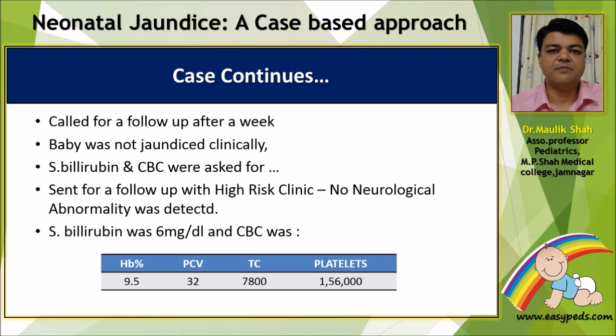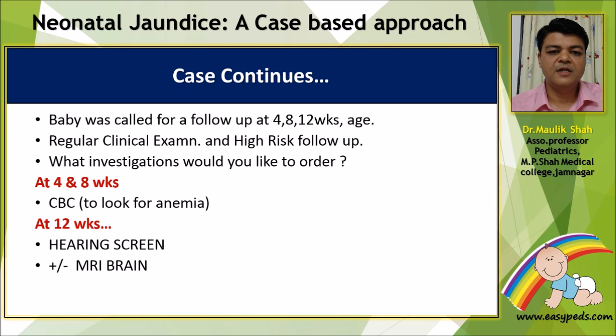Well, we called this baby for a follow-up after a week. The baby was not jaundiced clinically. Serum bilirubin and complete blood count were done. The baby was also sent for a follow-up at our high-risk newborn clinic, where no neurological abnormalities were detected. Serum bilirubin was 6 mg per deciliter and the complete blood count was as follows. The baby was again called for a follow-up at 4, 8, and 12 weeks of age. Regular clinical examinations and high-risk follow-ups were also done.